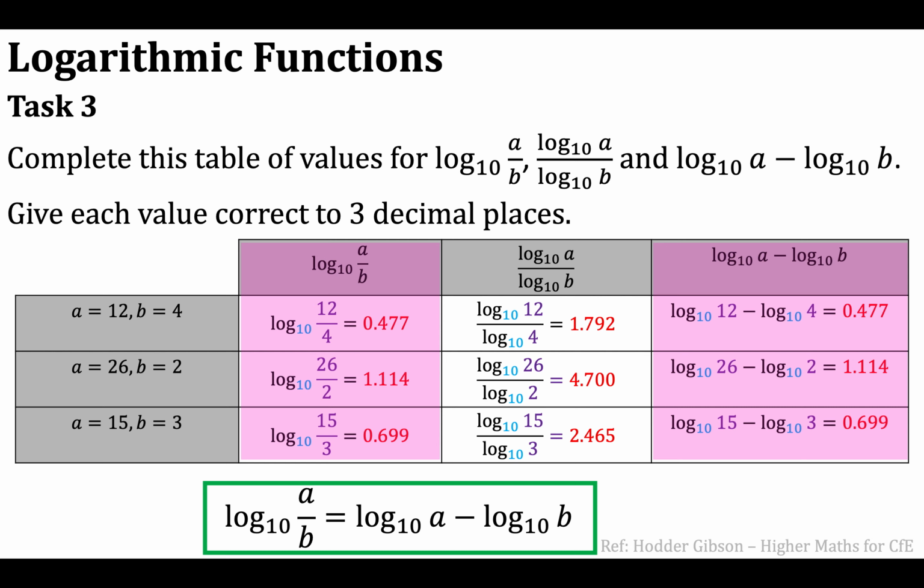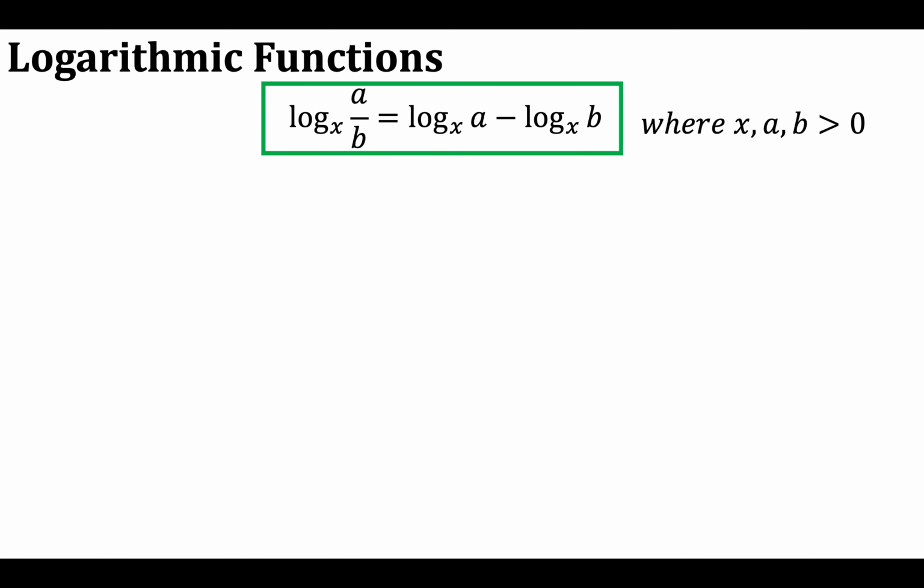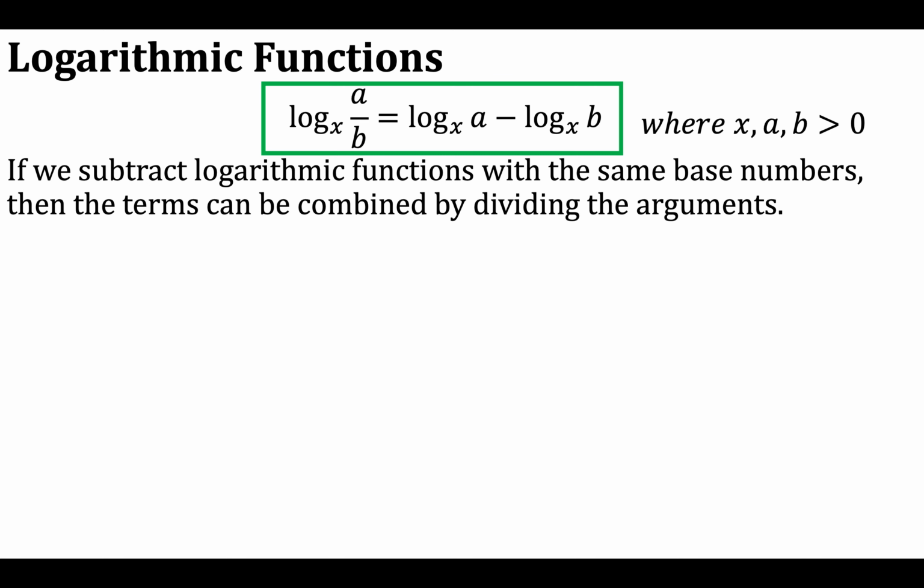Now we can generalise that for any base, we'll call it x, and we can say that log to the base x of a over b is equal to log to the base x of a minus log to the base x of b, where x, a and b are all greater than 0, they are all positive. So to summarise, if we subtract logarithmic functions with the same base numbers, then the terms can be combined by dividing the arguments.